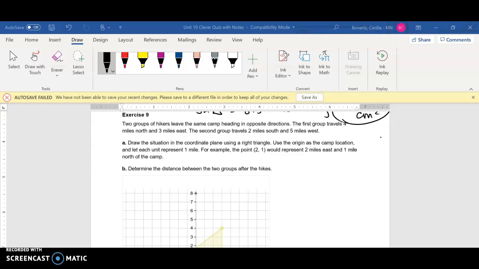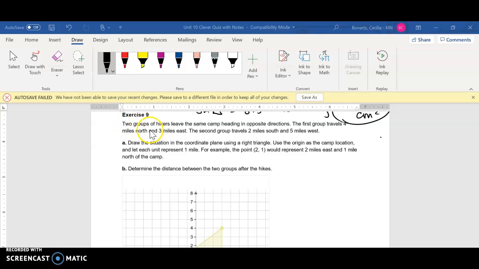The purpose of this video is to go over the last two problems on the Clever ungraded formative from Friday the 17th. All the problems before this are on video number 1. This is video number 2.